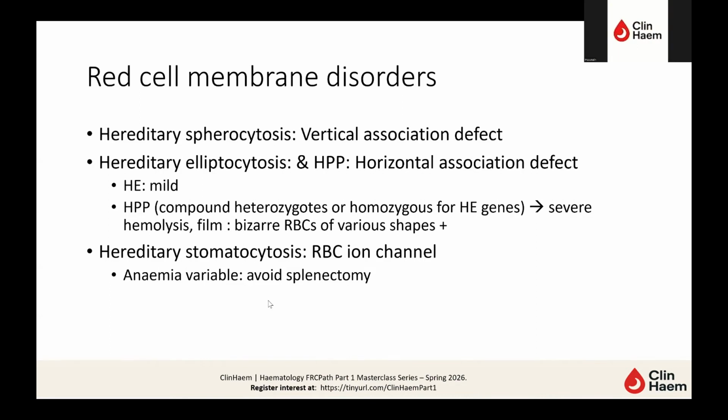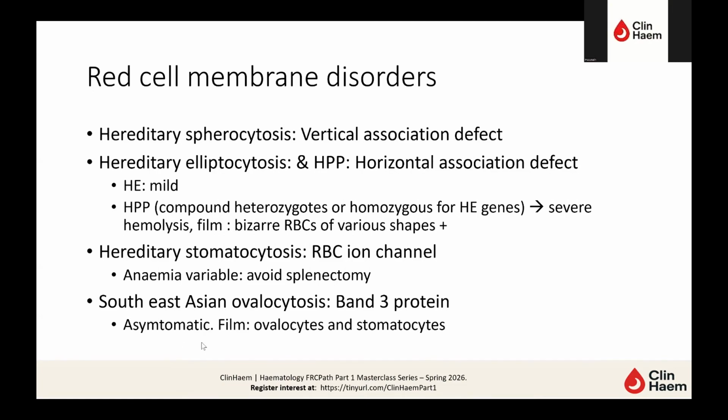And I will test on similar lines in the practice session. So there you go, there's a question already out. And then there's another thing called Southeast Asian ovalocytosis, which is a benign problem, a problem with protein 3. The film in this one will show ovalocytes and stomatocytes. Hereditary spherocytosis will show you spherocytes. No surprise there. Elliptocytosis in the mild form, hereditary elliptocytosis, will just show elliptocytes.